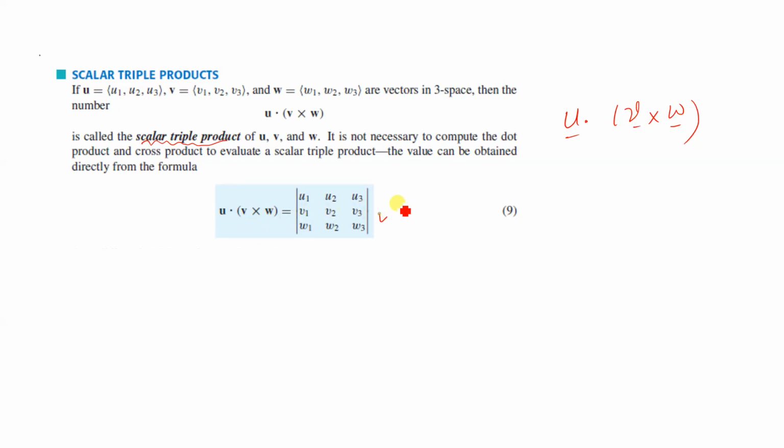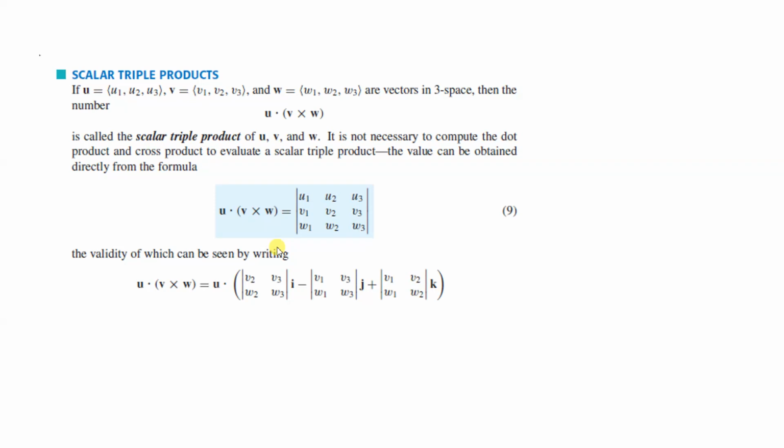and it is defined by this determinant, and we can prove it because we know that if we have vector v with components v1, v2, v3, w with components w1, w2, w3, then v cross w is in fact, replace these u1, u2 with i, j, k. Now, this is how we can write u dot v cross w.